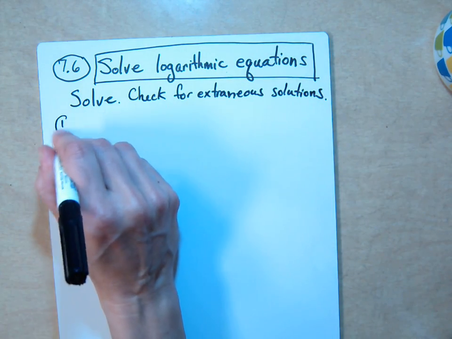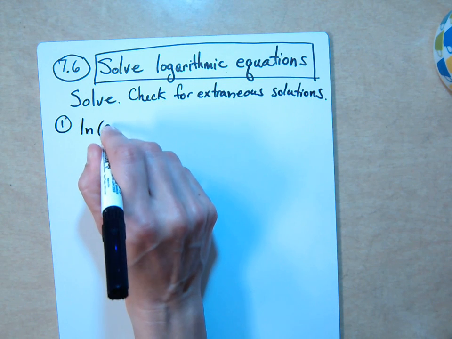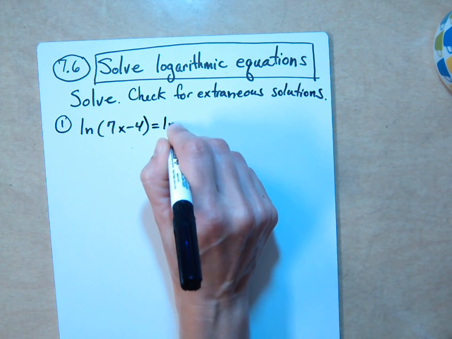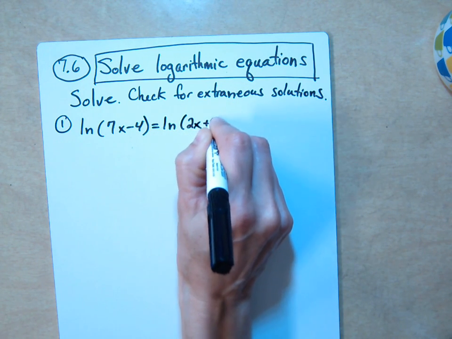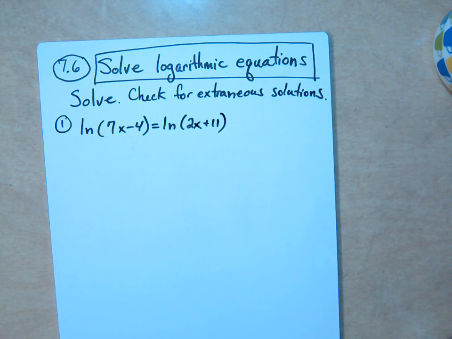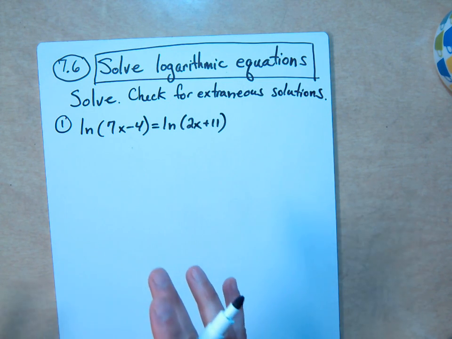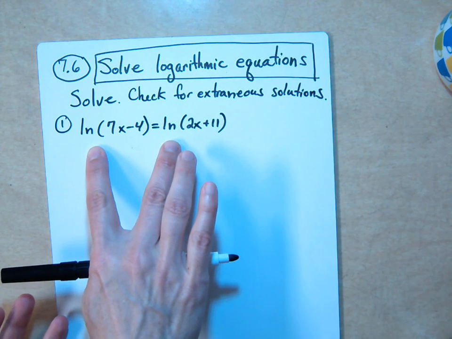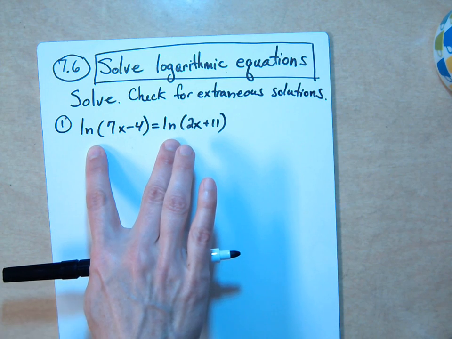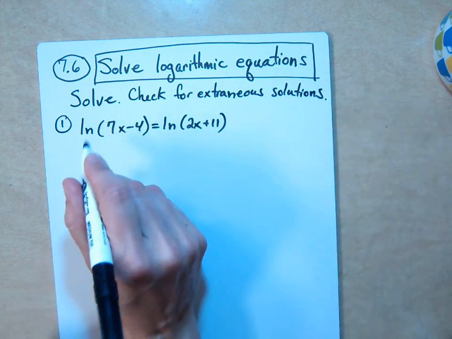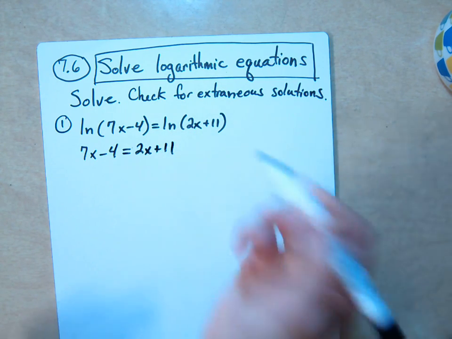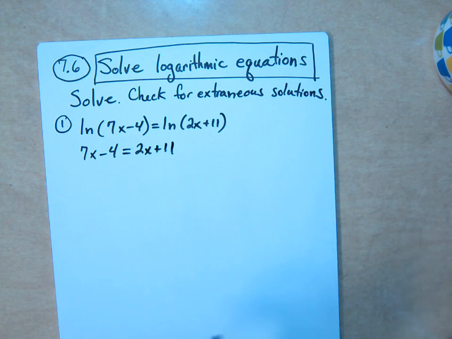So number 1, natural log. We'll start with the easiest kind. Natural log of 7x minus 4 equals natural log of 2x plus 11. This is so intuitive to solve that you probably already started the problem without even needing the lesson, because it's human nature to look for patterns. You see that the two sides look the same, so you don't need the log part anymore. You just match up these expressions: 7x minus 4 equals 2x plus 11, and now we're doing Algebra 1, solving a linear equation.